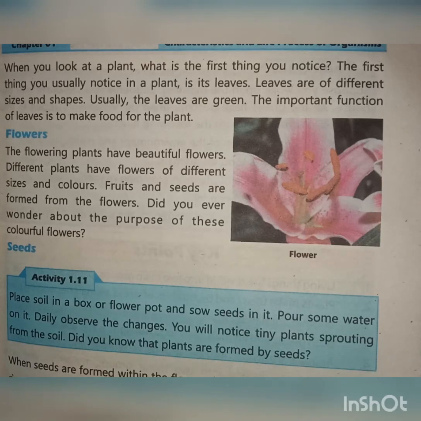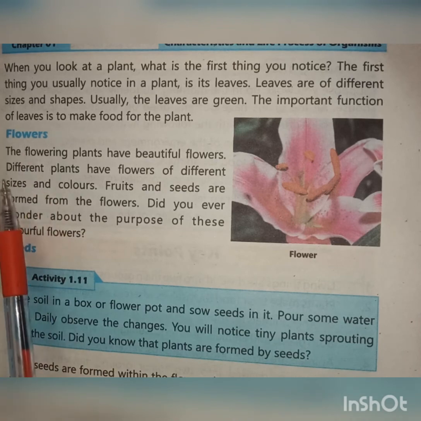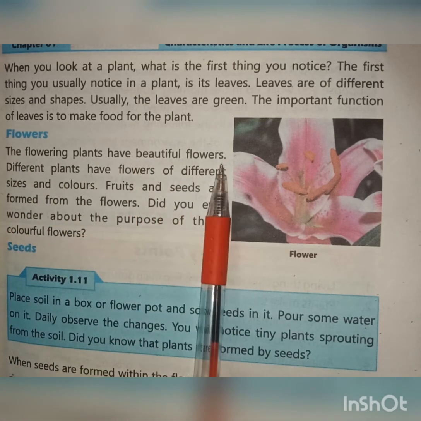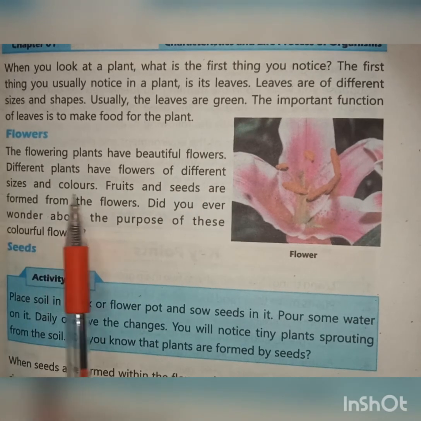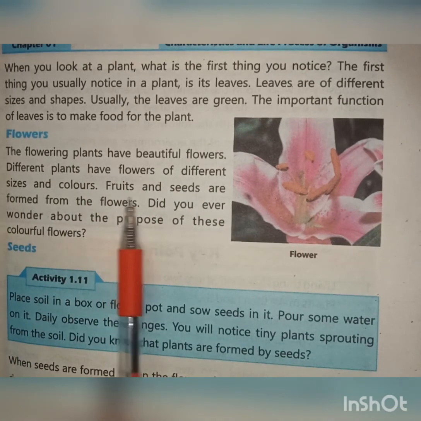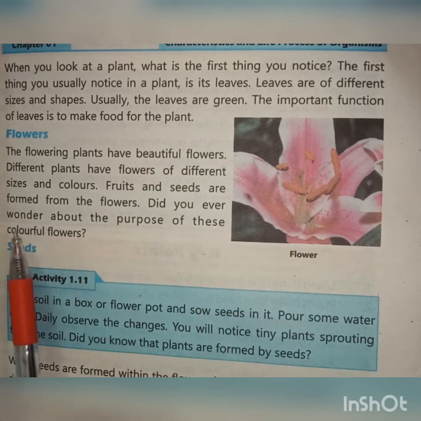Next part of the plant is flowers. The flowering plants have beautiful flowers. Different plants have flowers of different sizes and colors. Fruits and seeds are formed from the flowers. Did you ever wonder about the purpose of these colorful flowers?